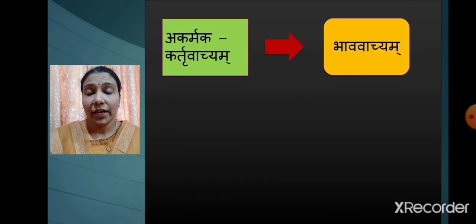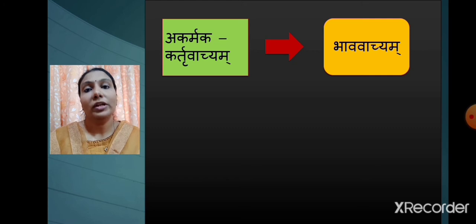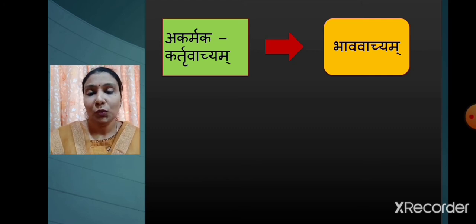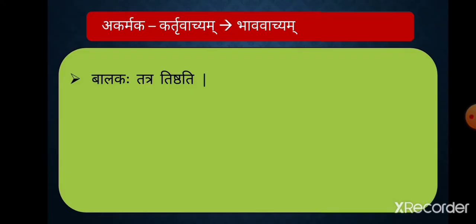Now let's try to understand how to change Akarmak Kartruvachya sentences to Bhavavacham with the help of some examples. Balakaha tatra tishtati. This sentence is an example of Akarmak Kartruvacham. When we change this sentence to Bhavavacham, it can be written as Balakena tatra sthiyate. As you can see, the subject is used in Tritiya Vibhaktihi and the Bhavavachya form of the Kriya is used and it is in Pratham Purushaha Ekavachanam.